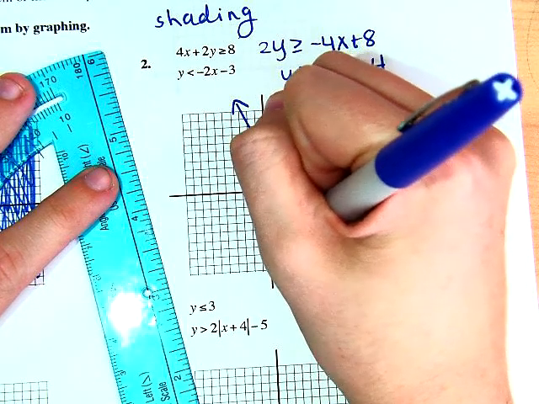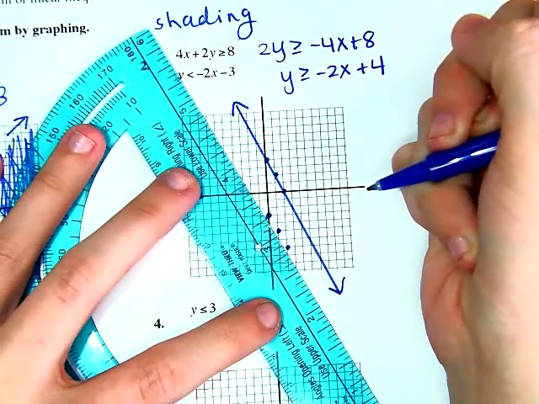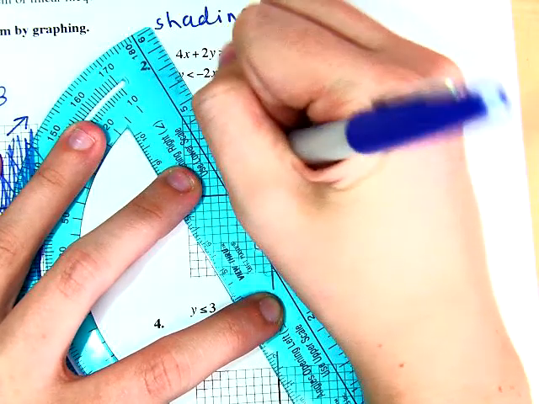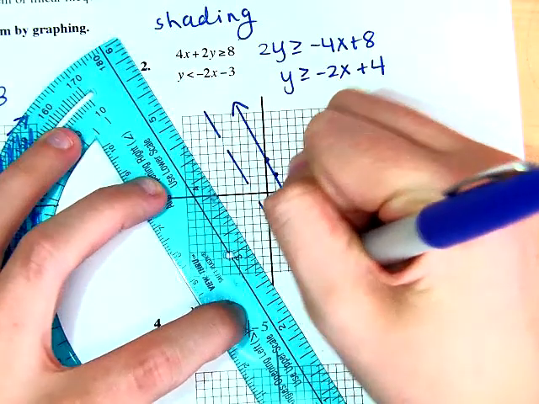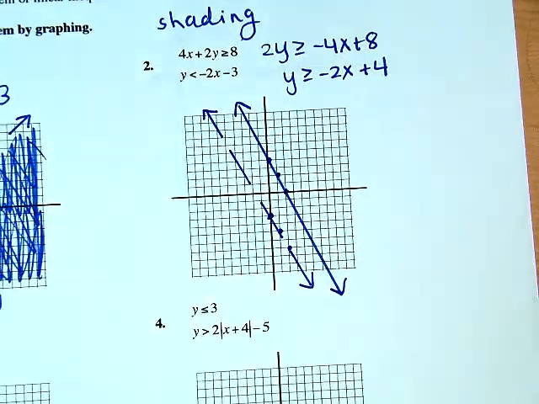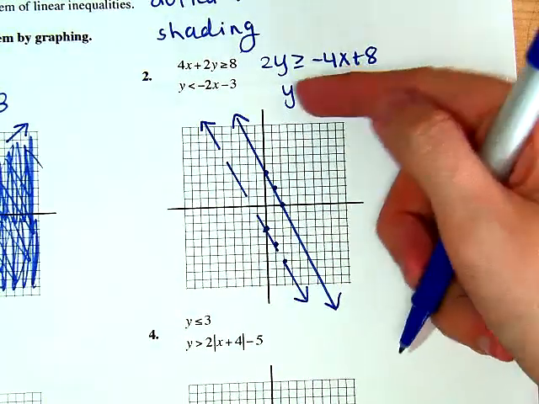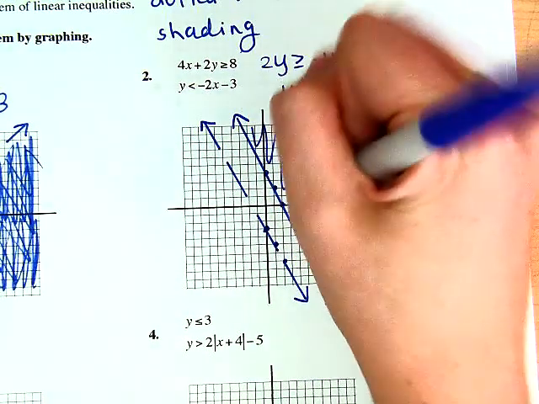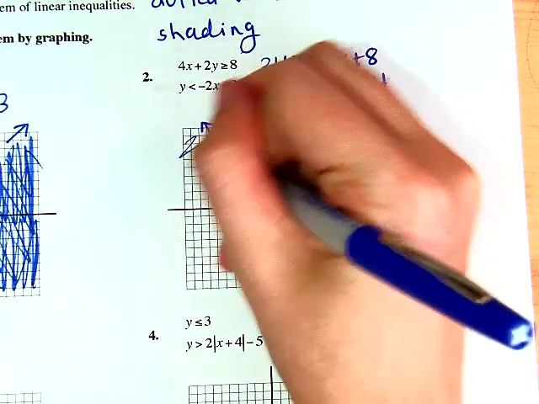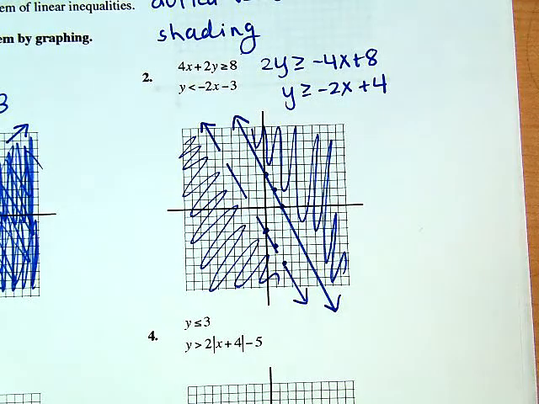So you know right away these are parallel. This one's a dotted line. You can tell right away that they're parallel, so they're never going to intersect. But then shading-wise, this one says it's greater than, so I'm going above it. This one says it's less than, so I'm going to go below it.